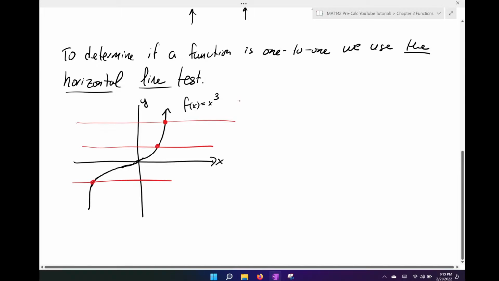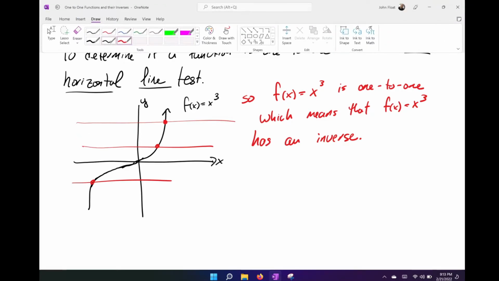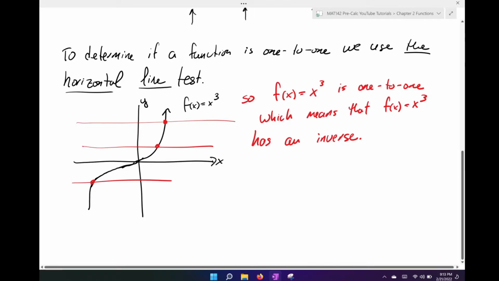So we know that f of x equals x to the third is one-to-one, which means that f of x equals x cubed has an inverse. Now we're going to learn how to find it, but right now we just want to be able to examine, does it have an inverse? Okay. So there is a really easy picture there. Now the next example I want to do is just using the actual definition.